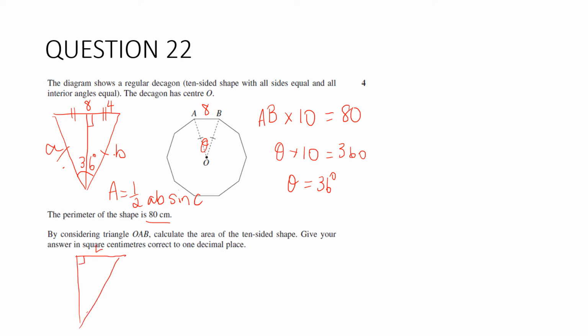We've got 4 there, we've got 18 degrees here, and I'll just call this side x. And we've got sine. Sine 18 is equal to 4 on x. X is equal to 4 on sine 18, which is, I'll grab my calculator and make sure I'm in degrees. I am. 4 divided by sine 18 is 12.944.